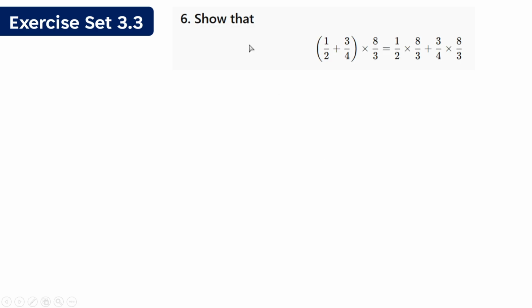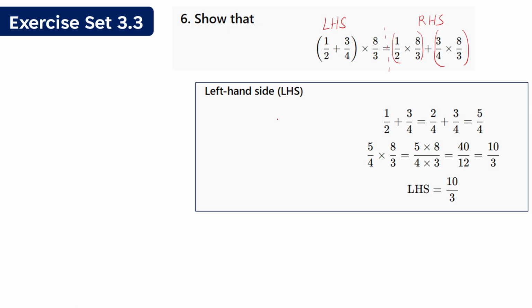The next question, you have to show that 1 over 2 plus 3 over 4 times 8 over 3 is equal to 1 over 2 times 8 over 3 plus 3 over 4 times 8 over 3. So you have to take care that you perform multiplication first and then addition. And always when you have these kinds of equations, divide this as the left hand side and the right hand side of the problem. So let's begin with the left hand side. First we do what is inside the bracket, the innermost bracket. So we are following the order of operations here.